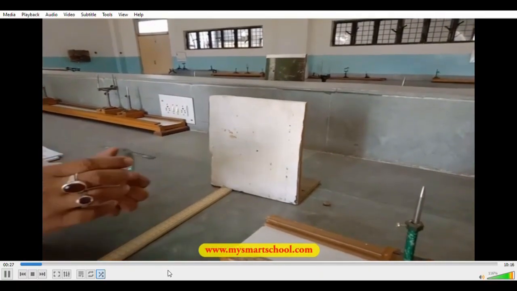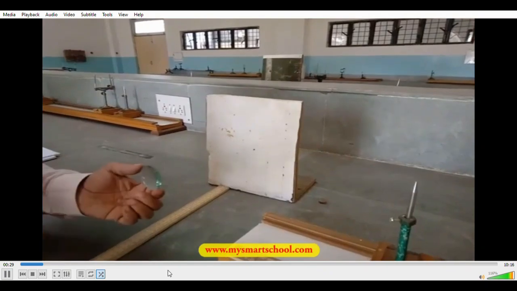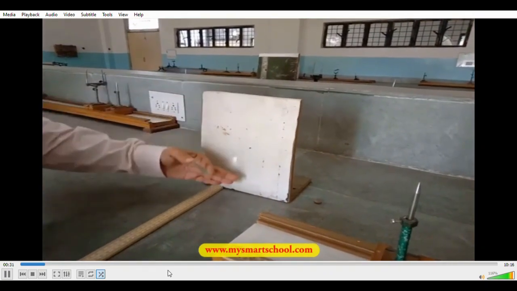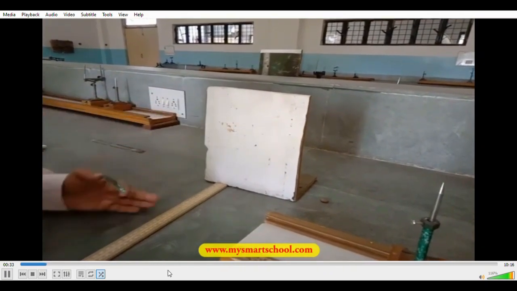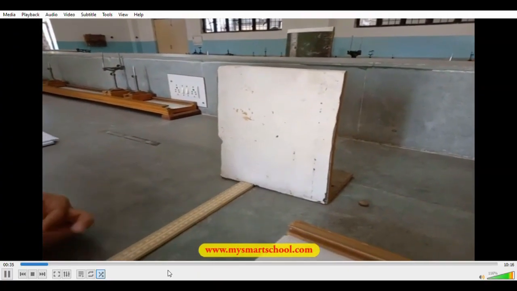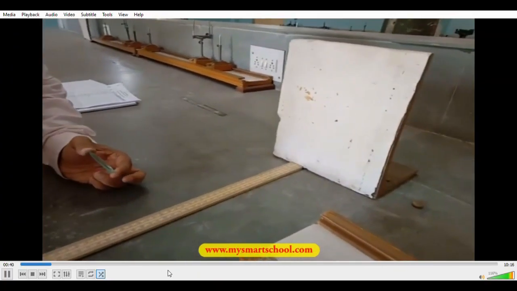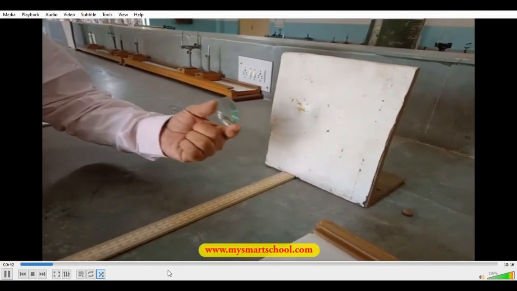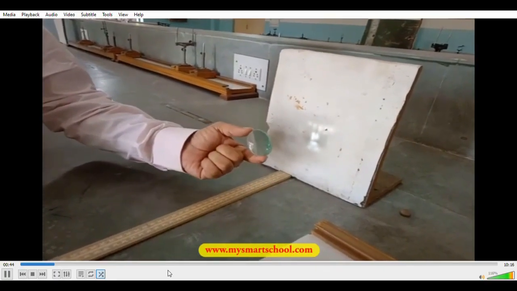The first step was to measure the rough focal length. As you can see, this is a screen over here, and I have put a ruler over here to measure the rough focal length. Now how are we going to measure the rough focal length? I will hold this lens in front of the screen.